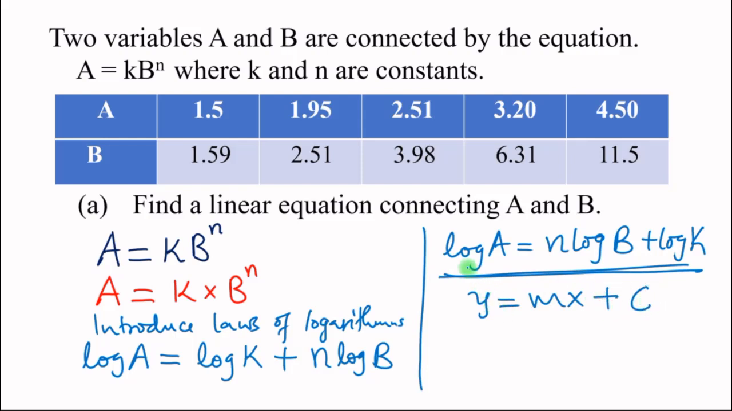And if you wanted to prove, this is of the form y equals mx plus a constant. If you plot a graph of log a against log b, it will be a linear graph whereby n corresponds to m. It will be the slope or the gradient of the graph, and then log k will be equivalent to c, which is the y-intercept. So we need to come up with a table of log a and log b, so that we are able to come up with a linear relation.